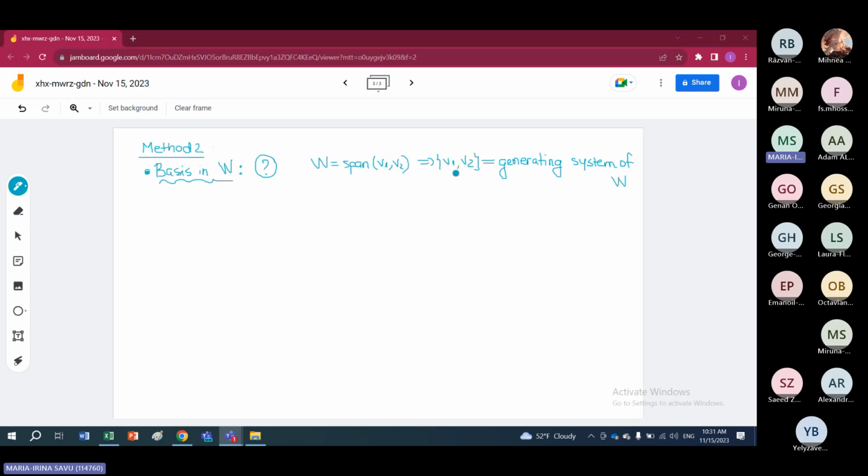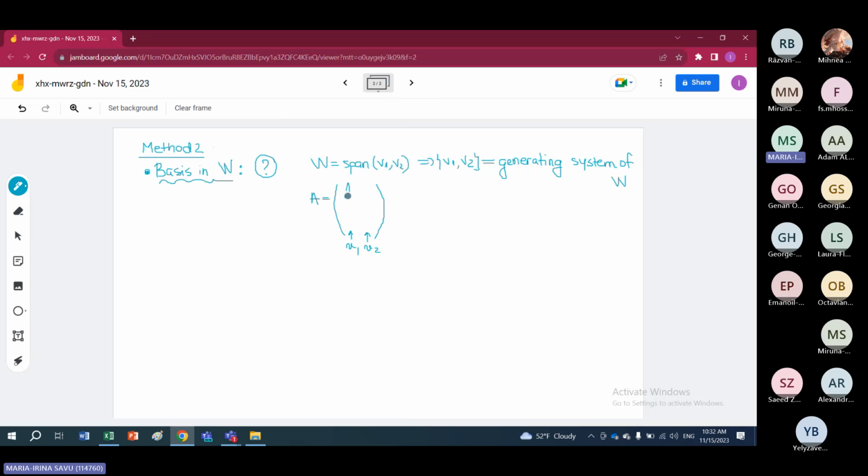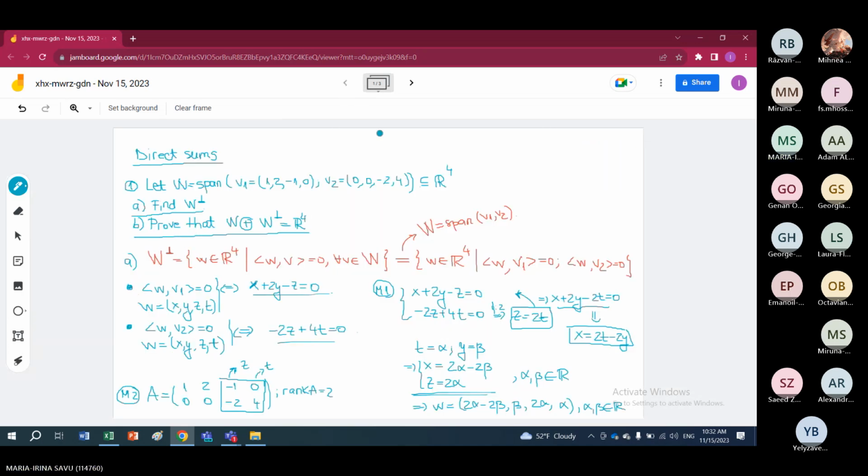So I need to see what? I need to check if V1 and V2 are linearly independent. So in order to check if they're independent, I have to write the matrix containing these two vectors, V1 on the first column, or on the first line, actually it doesn't matter here, and V2 on the second column. And let's take a look again at the vectors: 1, 2, minus 1, 0, and 2, minus 1, 0, 2, 4.